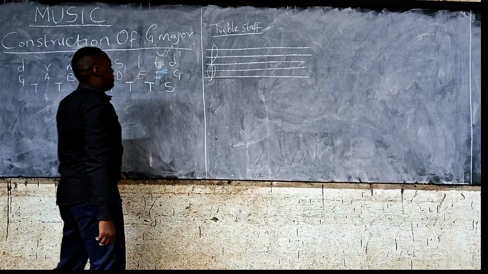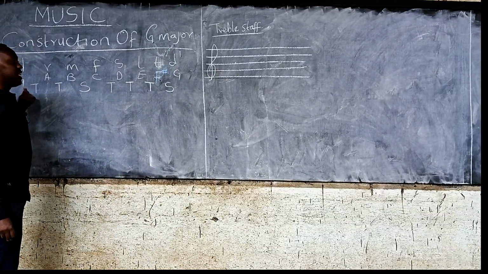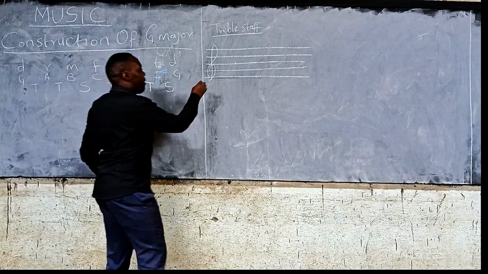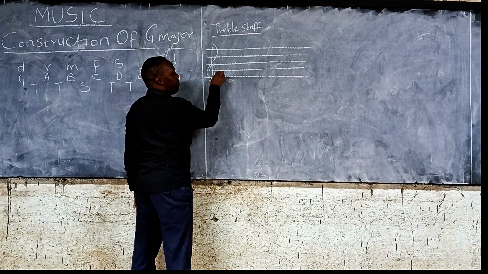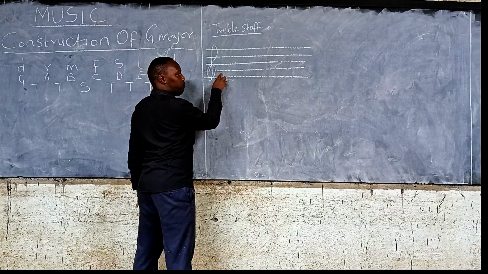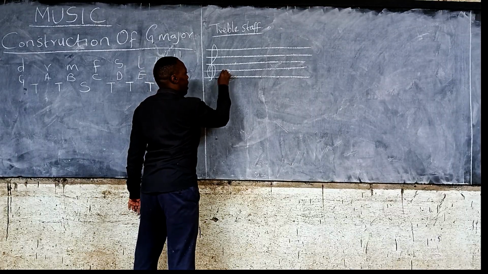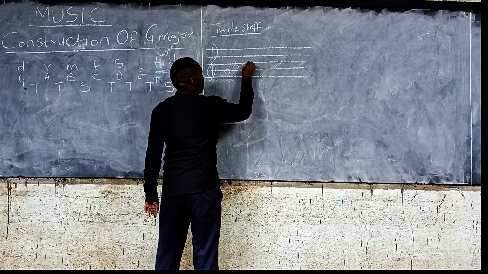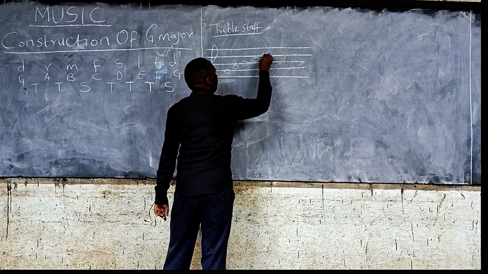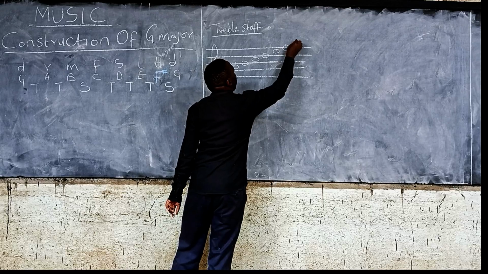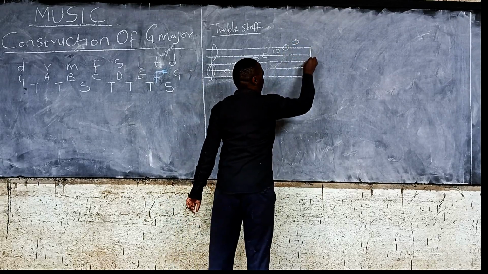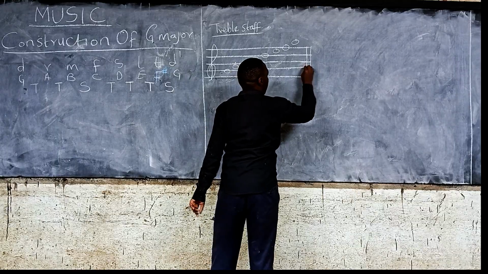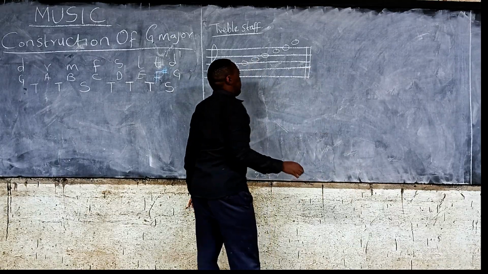Then we come here. Now we are starting with G. We check where G is and that's where we are going to start. So our G, we confirmed very well it is on the second line of our treble staff. So here it will be our Do, Re, Mi, Fa, So, La, Ti, Do. Then I'm going to close my staff like that.